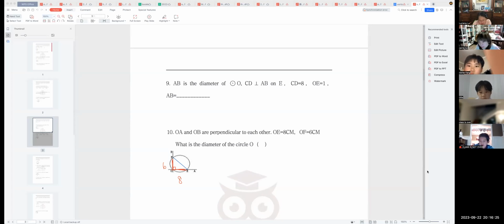EF is 10. Okay, very good. Okay, so now the question is asking you, what is the diameter of the circle O? So we wish it is EF, right? But is it EF? Let me tell you, okay?